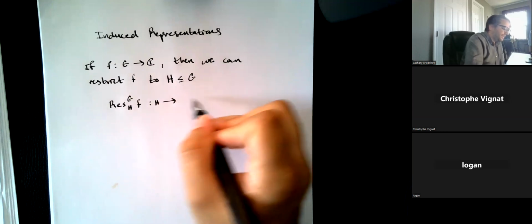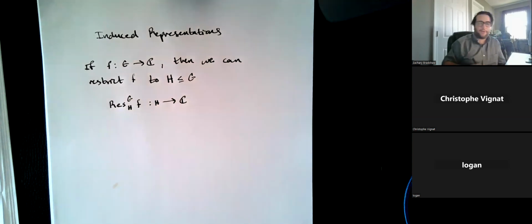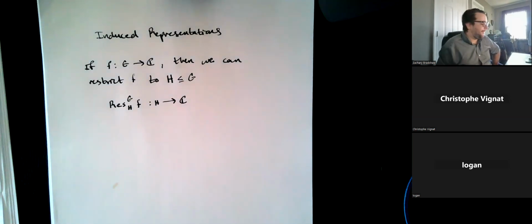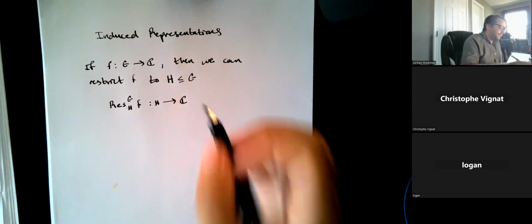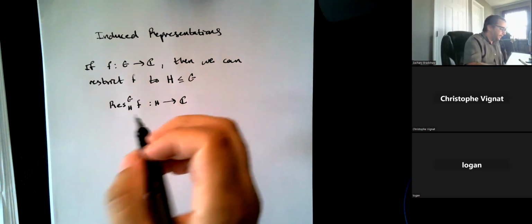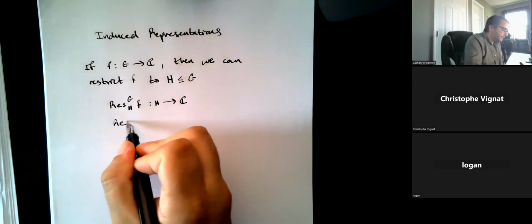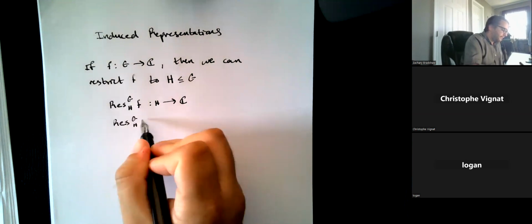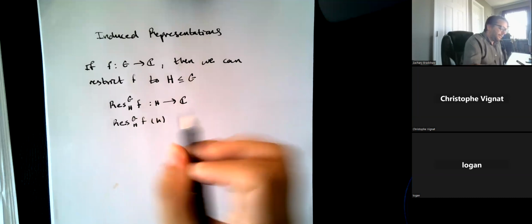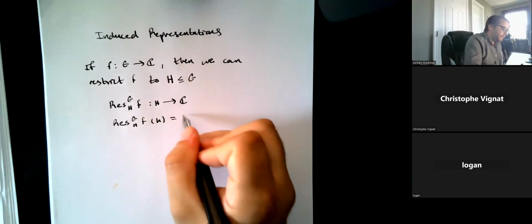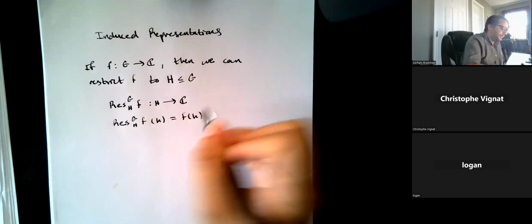I think one of the biggest problems with this chapter is this very clunky notation, but I don't know, it might be necessary. I couldn't think of a way around it. So this is called the restriction of f, and the way it's defined is, well, it acts on an element of H, and what does it give us? Well, it just gives us f of h.